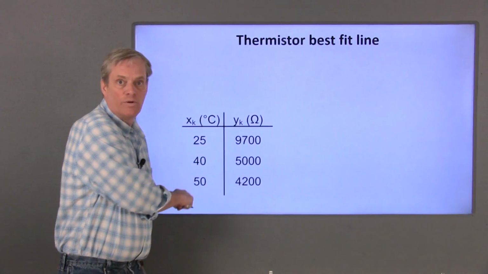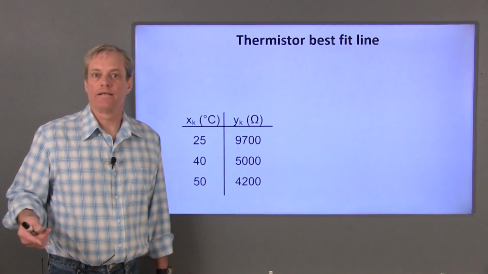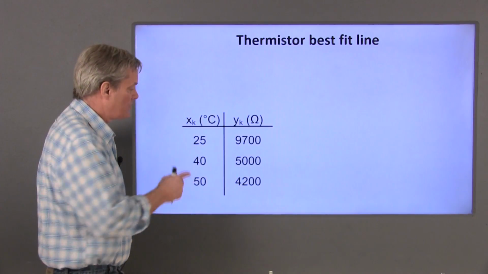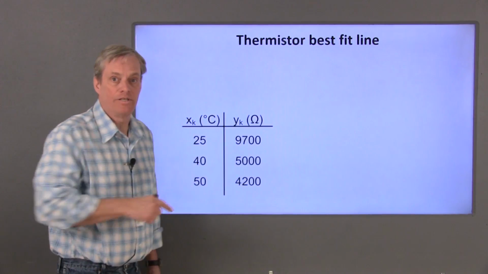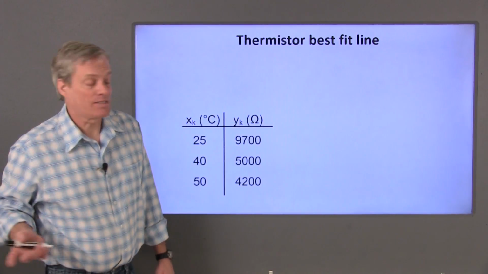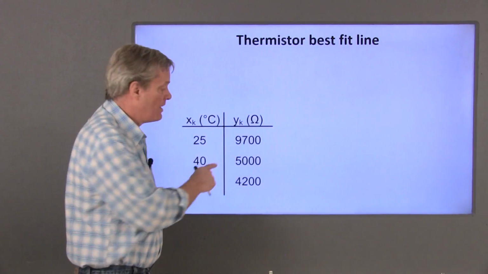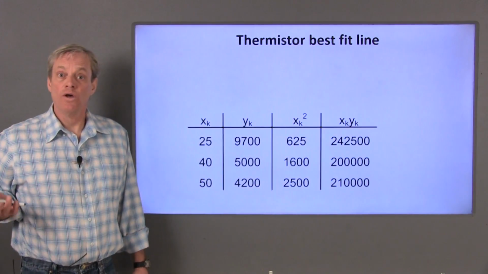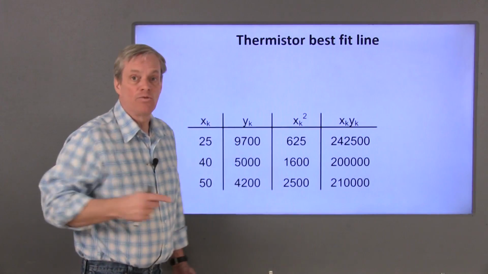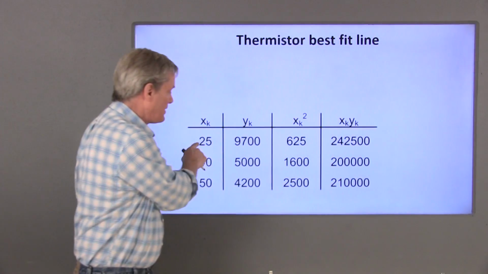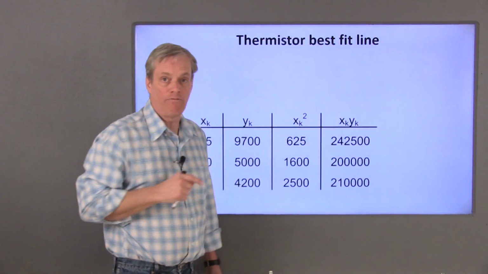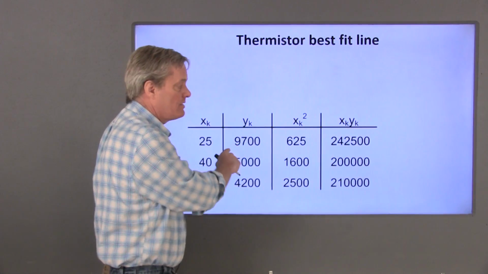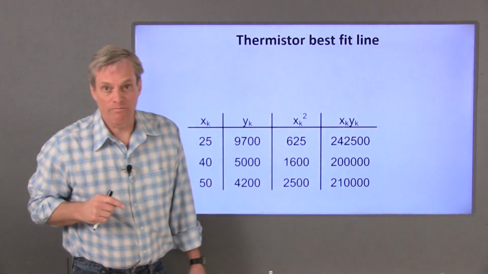These are the 3 data points that I acquired when I used a frying pan to characterize the thermistor's response. The temperatures at which I measured the resistances were 25, 40, and 50 degrees centigrade. The corresponding resistances were 9,700 ohms, 5,000 ohms, and 4,200 ohms. In our equations, we'll need these values as well as the values of the squares of the x's, so 25 squared is 625, and the products of the x and y values, so 25 times 9,700 is 242,500.